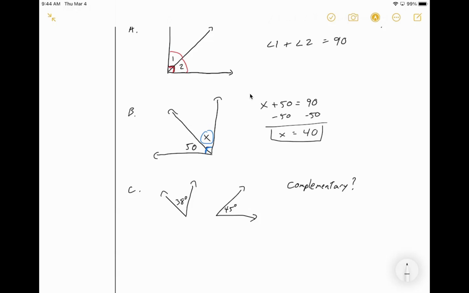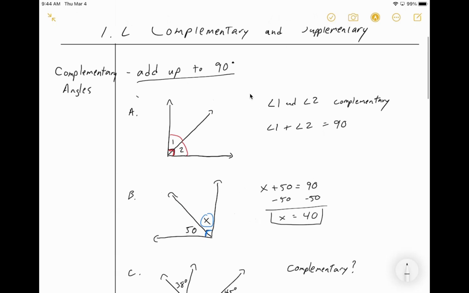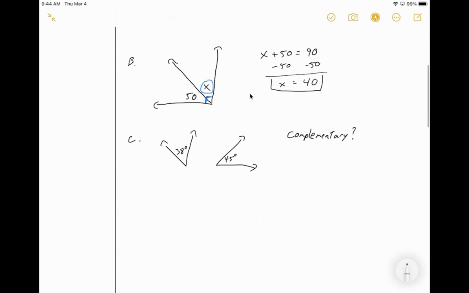Remember, we have to think, what does complementary mean? Complementary means they add up to 90 degrees. So do these two angles add up to 90 degrees? No, right? 38 plus 45 does not equal 90. Does it matter what they equal? No. It just matters if they add up to 90 or not. In this case, they don't. So they're not complementary.